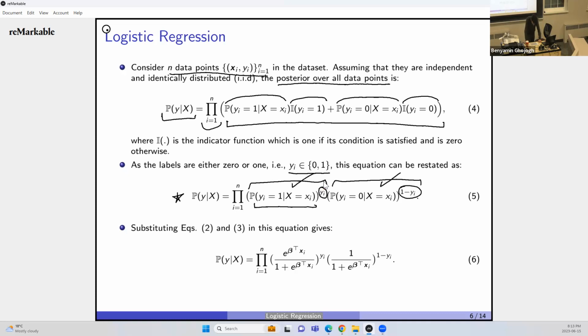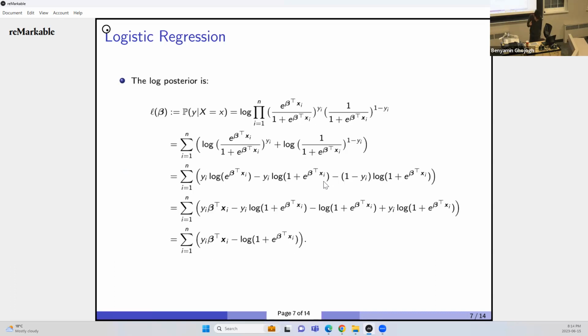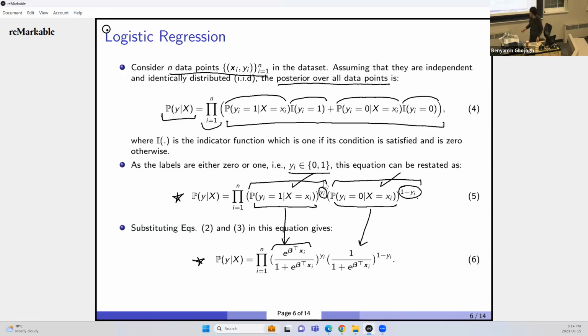Now substituting equations 2 and 3 in this equation. What were equations 2 and 3? The logistic functions used in logistic regression. So if I replace these with what I had, I will end up with equation 6. Now the log posterior. Equation 6 is the posterior. Now I do the log posterior.